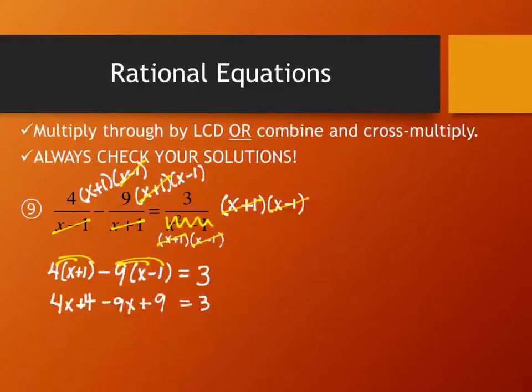Okay, so we'll simplify everything on the left-hand side by combining the terms that are alike. So I have 4x and negative 9x, which is, close, it's negative 5x, yeah. And then I have 4 and I have 9, which gives me 13. Still equals 3. We'll subtract our 13.